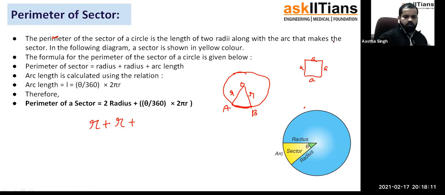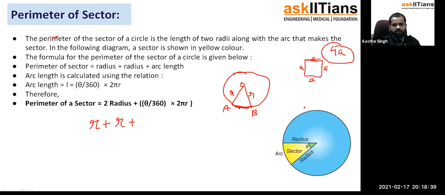So for perimeter, just move from one point around the entire figure. The perimeter of a square is 4a: move a, then a, and you will be back at the same position, 4a.